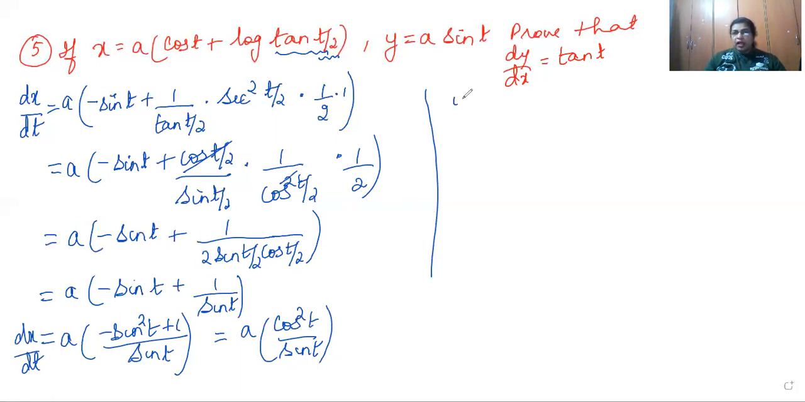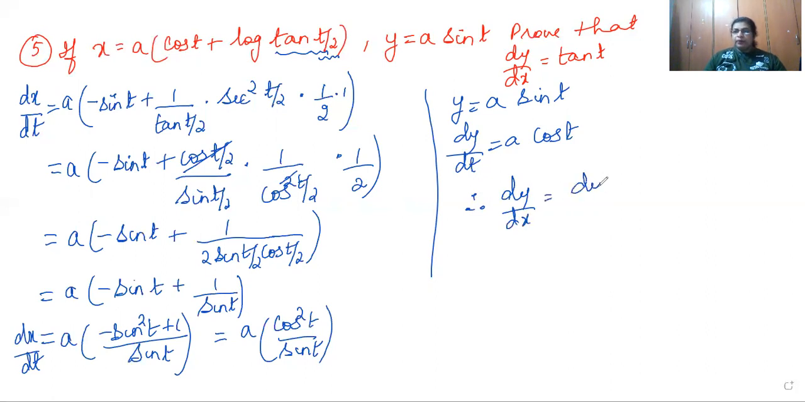Now you have y is equal to A sin t. Find dy by dt and keep it ready. So dy by dt is A into the derivative of sin t, which is cos t. Therefore, dy by dx is equal to dy by dt divided by dx by dt. And therefore, dy by dt is A cos t divided by, what is dx by dt?